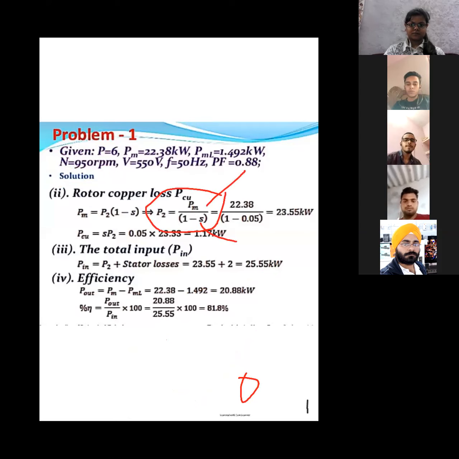So the mechanical power developed by that three-phase induction motor is 22.38 kilowatt, and the slip we have calculated is 0.05 per unit, or you can say 5%. In this formula, we put the value of the slip in per unit. So 22.38 divided by 1 minus 0.05 is 23.55 kilowatt.